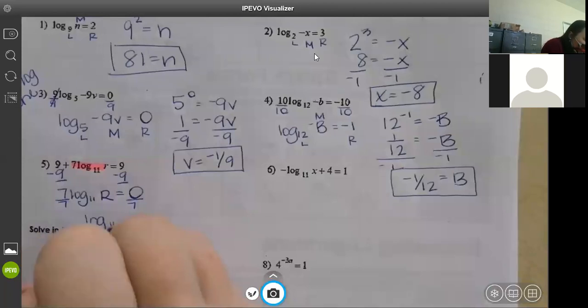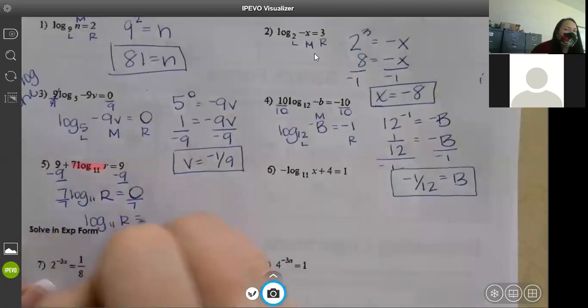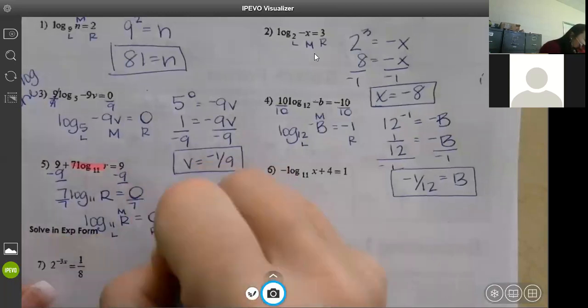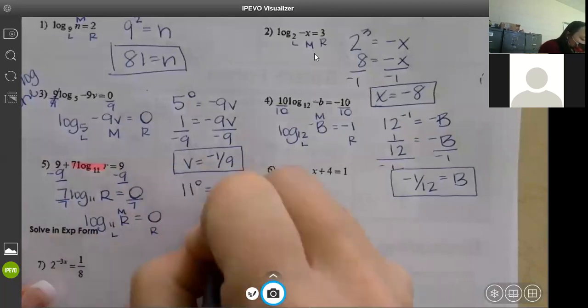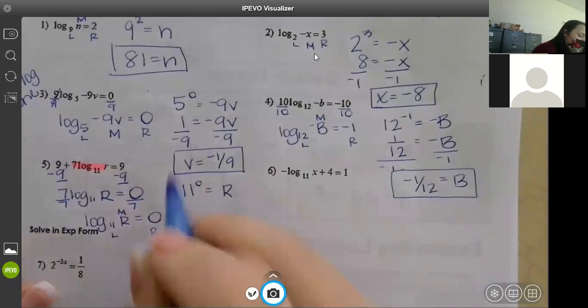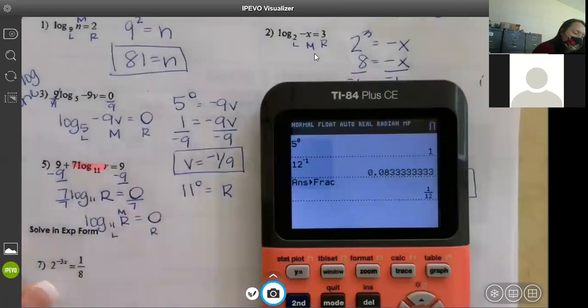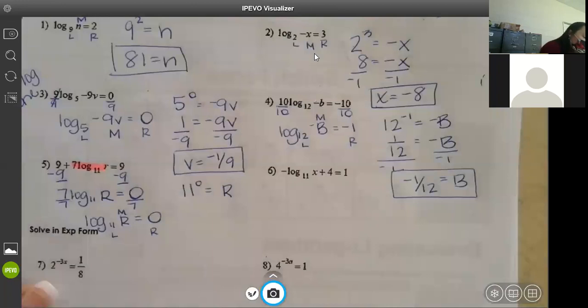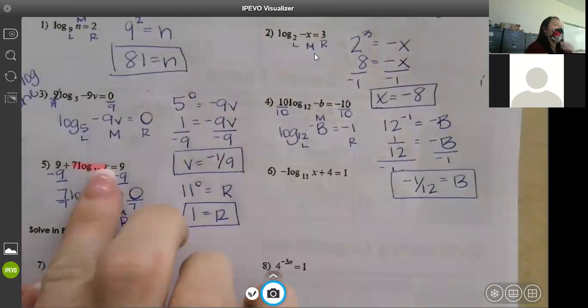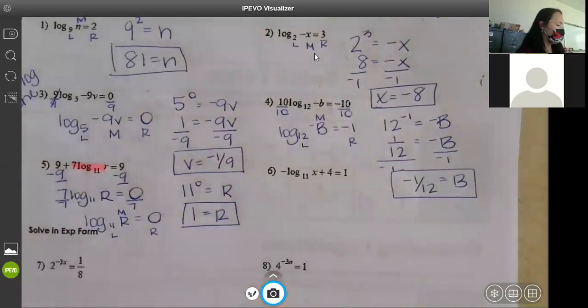So log base 11 of r is still equal to 0. Once you get log by itself, left, right, middle. Your left becomes your base. Your right becomes your power, equal to the middle. What do we say? Anything to the 0 power is? Yeah, and if you forget, remember we use our calculator the whole time. We get 1 equals r. If we plug it back in for r, it's a positive 1, so it's good to go. You can't have a negative or a 0 in there.